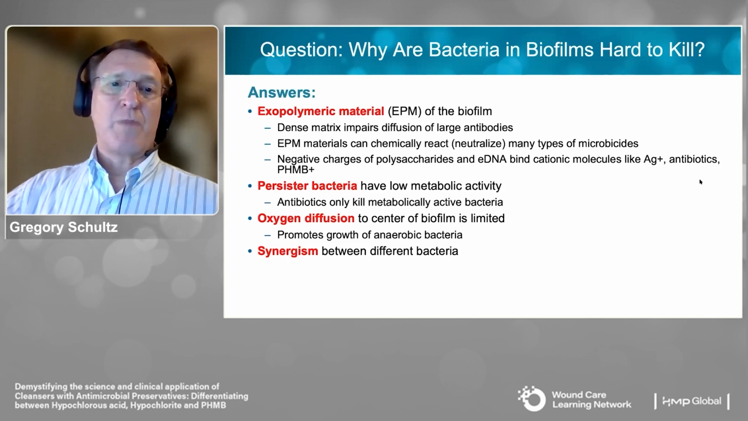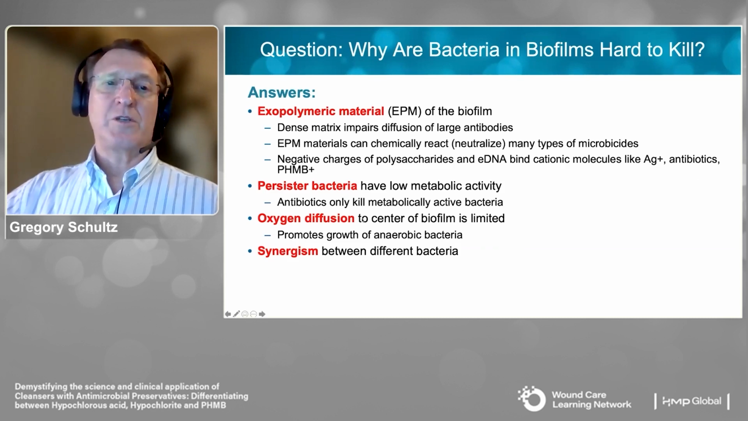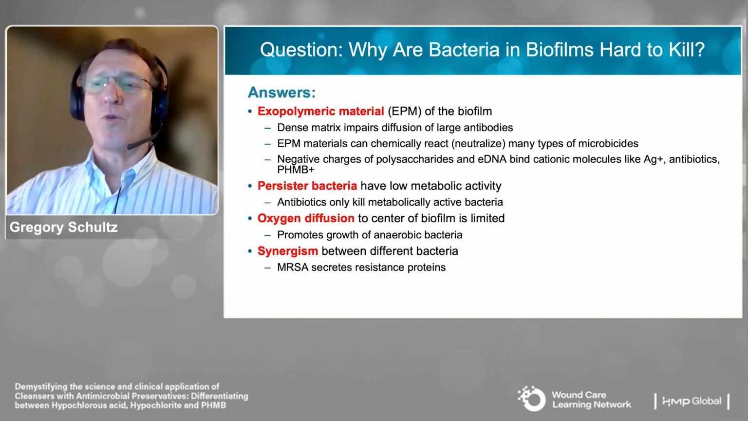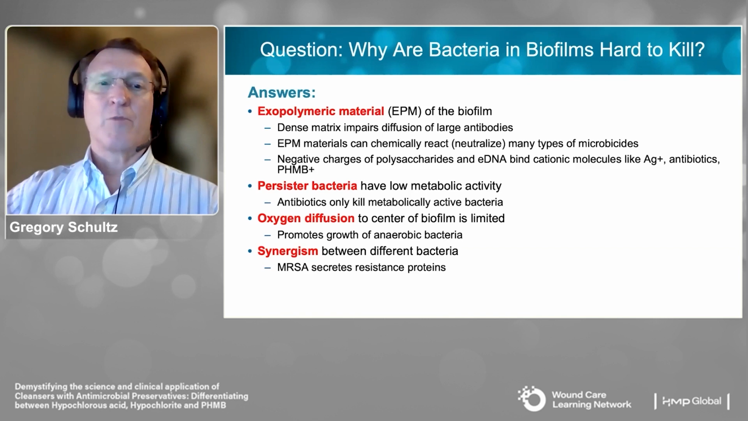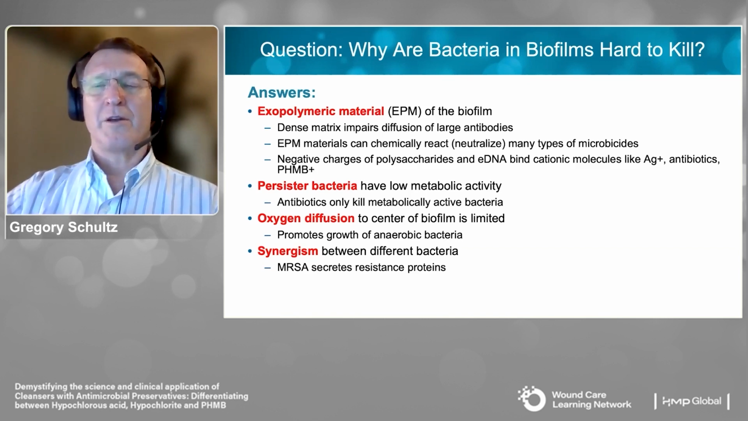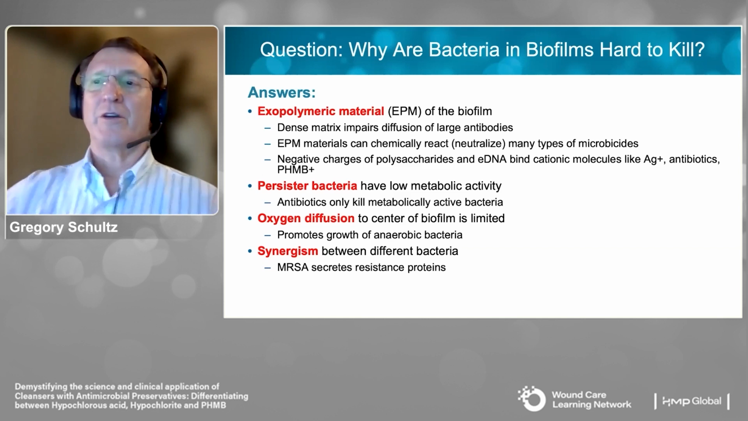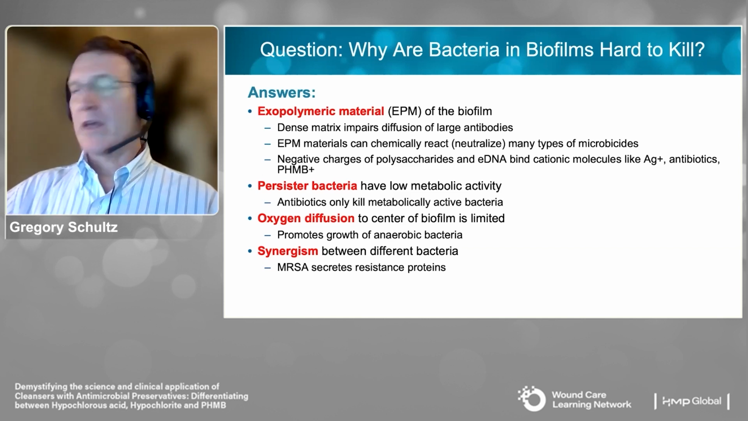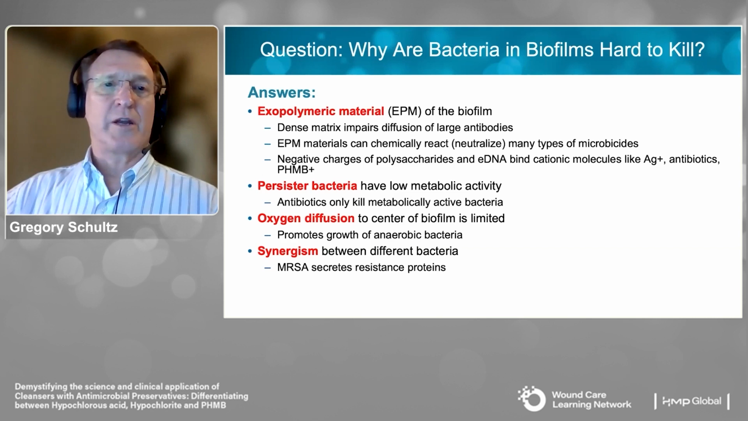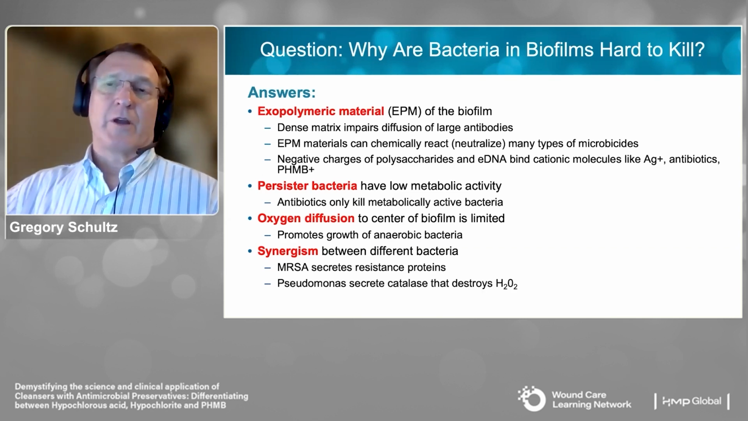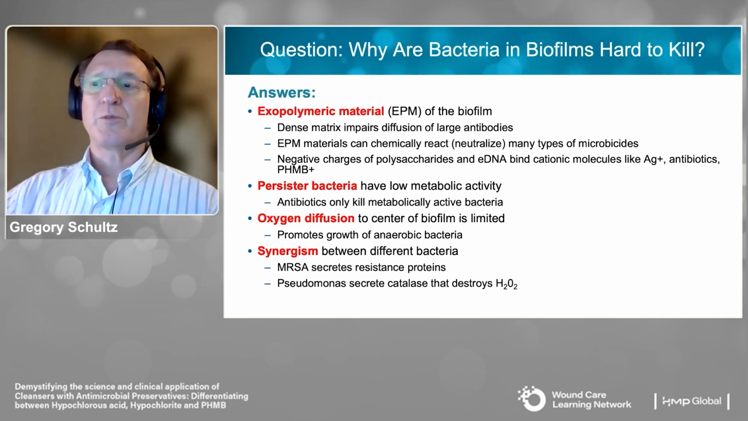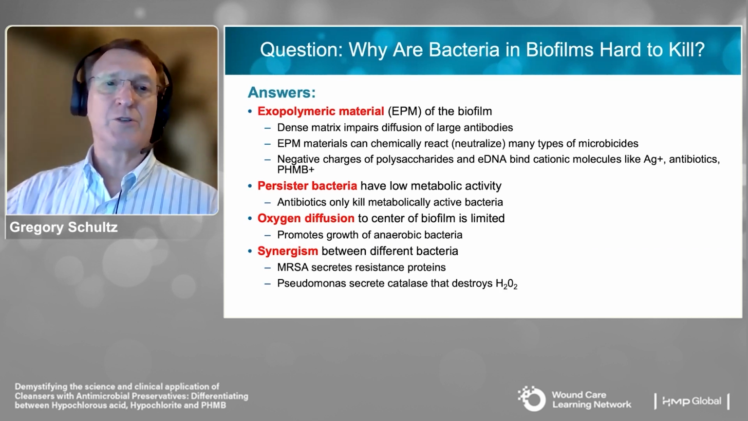Finally, almost all of these biofilms in chronic wounds are not one species. They're not monospecies. They're polymicrobial. So there's potential for synergism if there is a genetically resistant colony of bacteria like MRSA adjacent to a non-genetically resistant bacterium, just a regular Staph aureus. They can provide bystander effects that help the bacteria survive. And finally, bacteria like Pseudomonas actually secrete catalase, which helps to destroy one of the key reactive oxygen molecules, hydrogen peroxide.